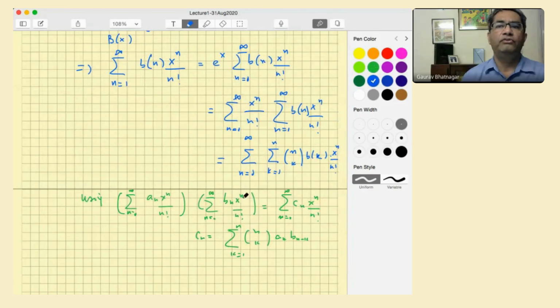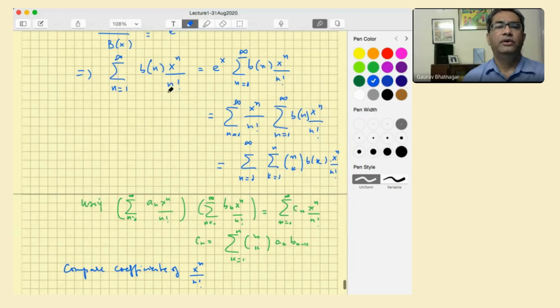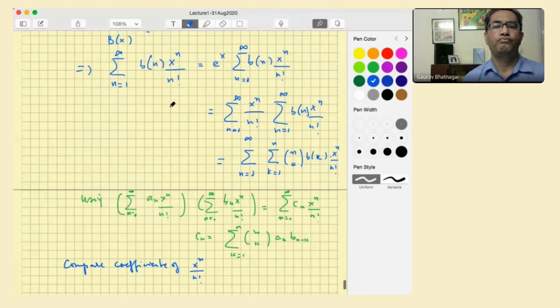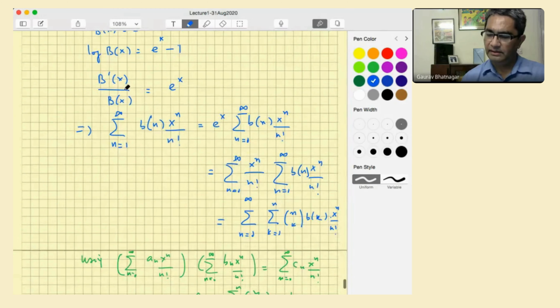And now we compare our coefficients. Compare the coefficients of x to the n over n factorial on both sides. So here, let's do x to the n. This should be n equal to 1, right?